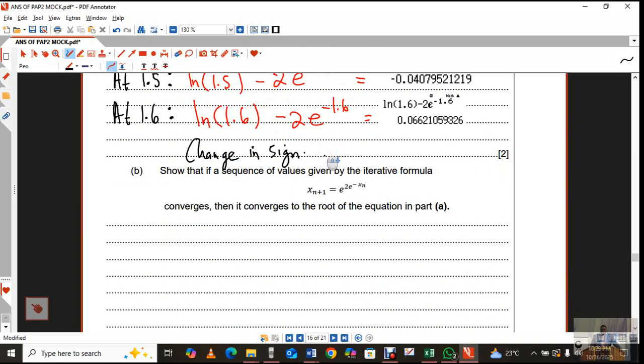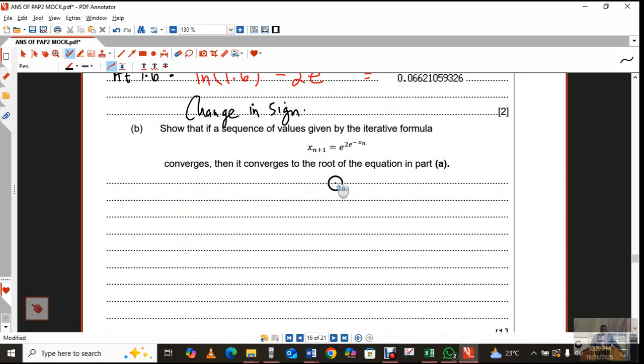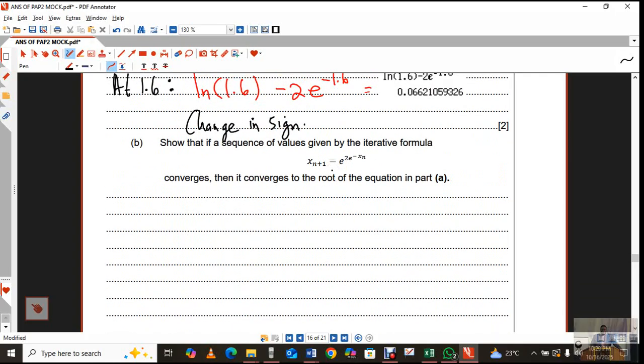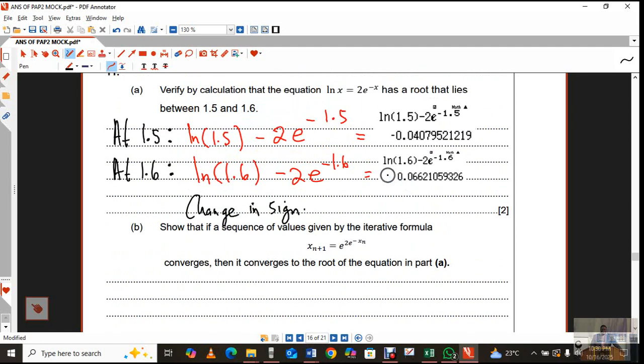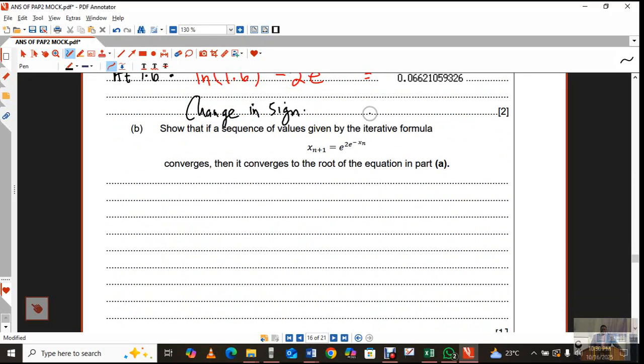Right, then part B: show, for 1 mark, that the sequence of values given by the iterative formula converges to the root of the equation in part A. What was the root of the equation of part A? Well, the root of the equation of part A was the natural log of that. So basically, what can we do here to show that it will converge?